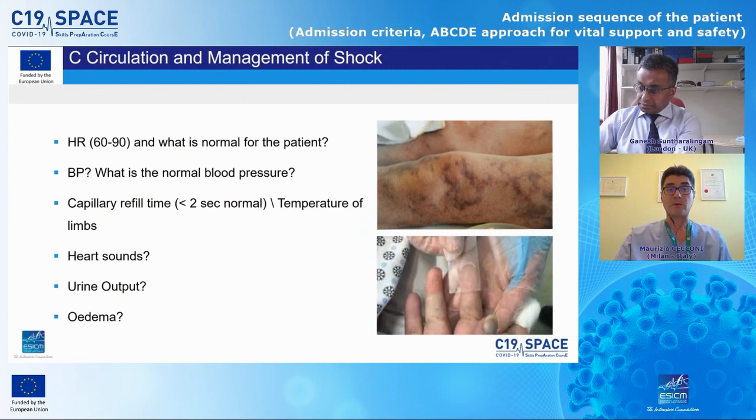And again, we can carry on with listening to the heart and looking at heart sounds and so on. But what I was telling you before about the compensatory mechanism, also looking at variables like the urine output is telling us potentially some other mechanism of compensation there. And I want to see also if there are signs of edema.